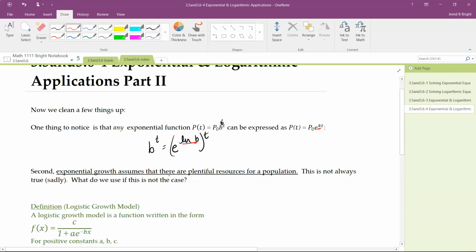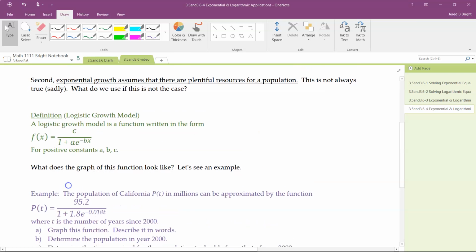Now, if this is not the case, what do we use? That's where the logistic model comes in, another model for growth that can incorporate some more real-world restrictions, one of which is limited resources. The curve that this function makes is very interesting, so we'll take a look at it in this next example.